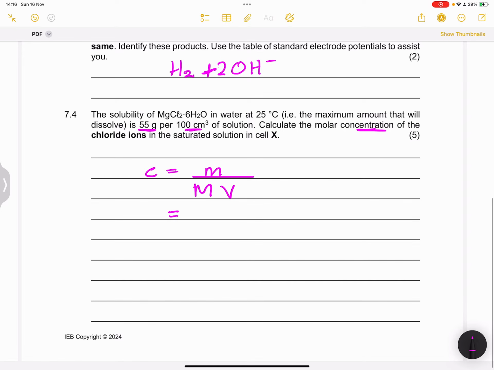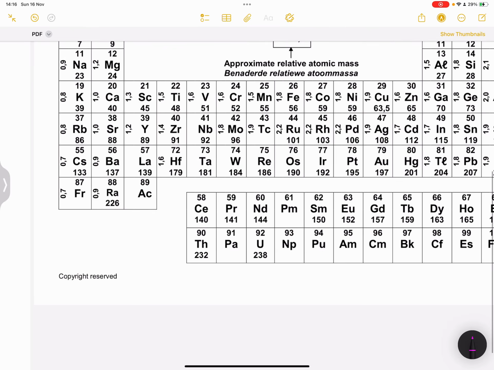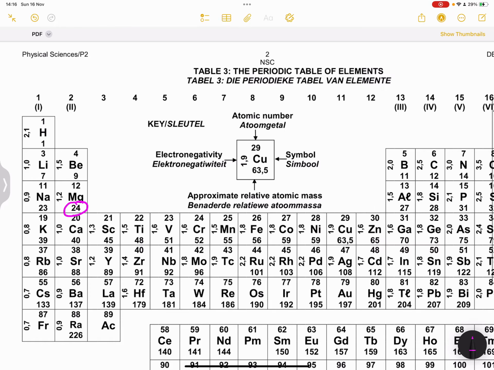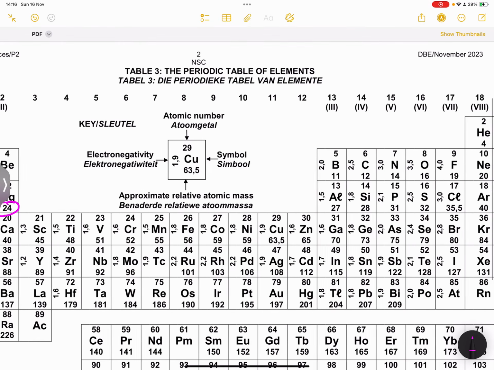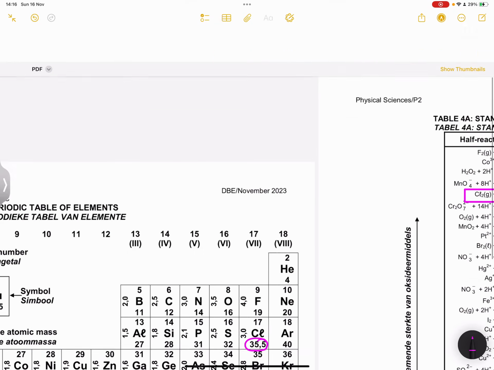Right, so let's do that quickly. So our mass is 55, okay, and our molar mass. Now note, we've got magnesium, we've got chlorine, and we've got that hydrate over there. Now please, I want you to note, let's go to our periodic table, right? So there's magnesium. And of course, I'm mindful I'm using the one from DBE. It might be different from the one that you use in IEB. So we've got magnesium, we've got chlorine, and we've got hydrogen, and we've got water, right?